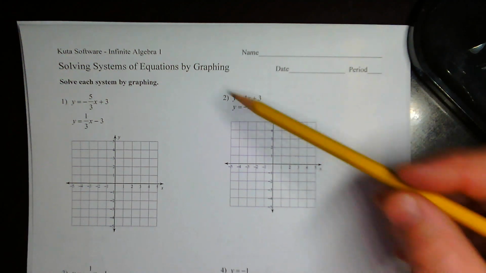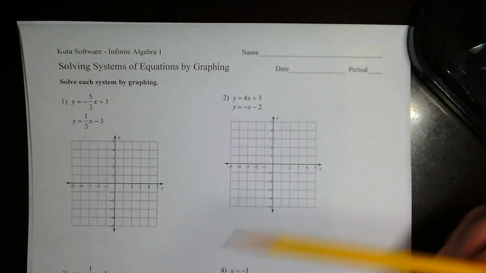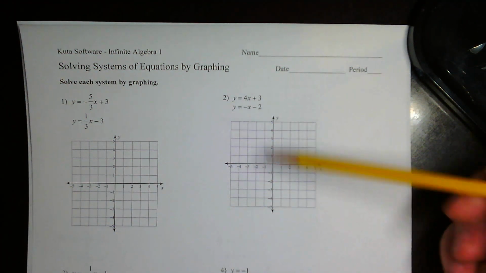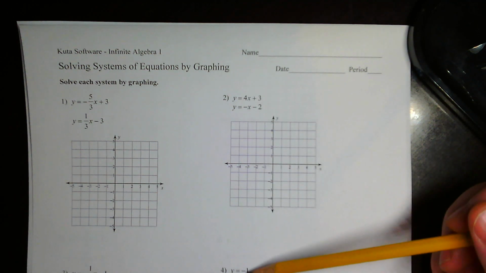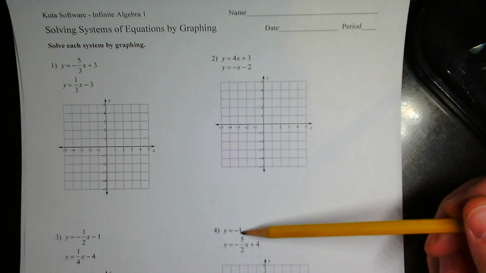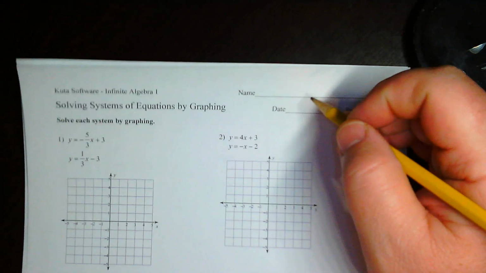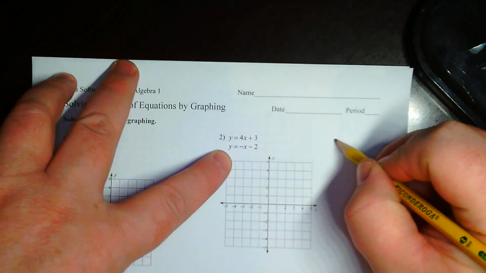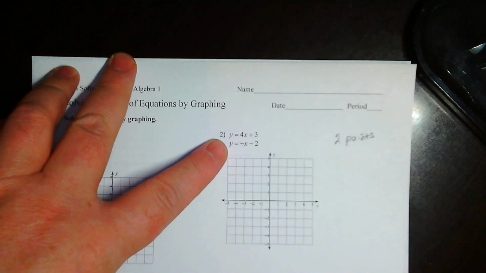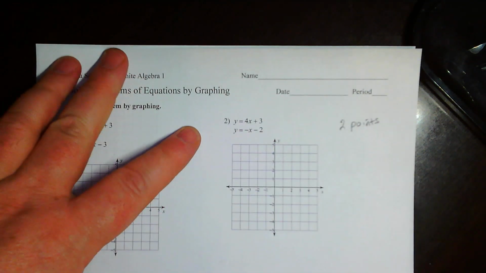It looks like all of these on the first page are in slope-intercept form, y equals mx plus b. So let's pick number 2 and number 4. Number 4 is kind of interesting because it has a horizontal line right there. First thing, when you're graphing a line, you need 2 points. That's your goal. You get those 2 points under wraps, you connect the dots, you're done.